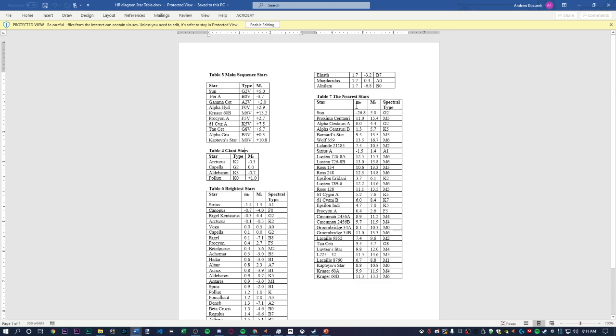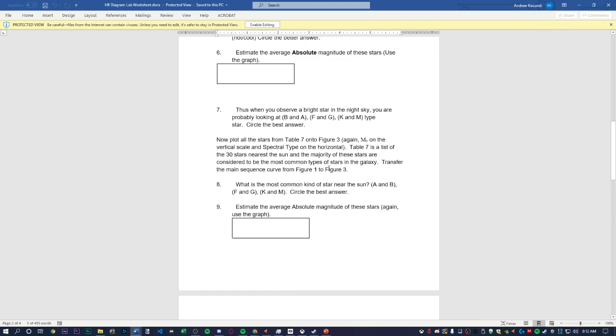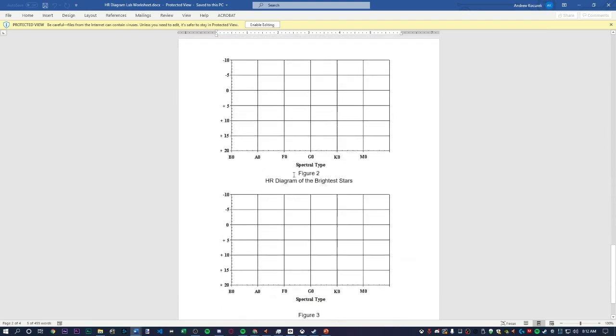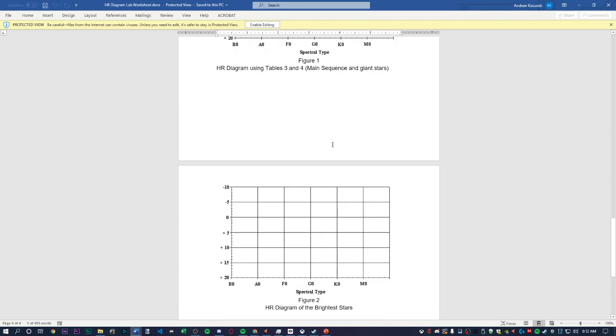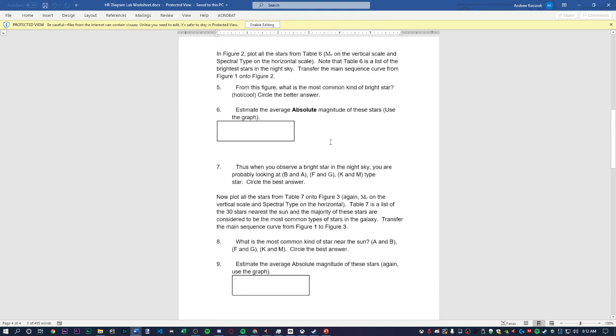You'll notice that the apparent magnitude is negative 26.8. The absolute magnitude is a 5, which means that it's barely visible to the naked eye. So, with this, plot all of them on here and answer the questions on table 3. Same stuff as before, not too bad.